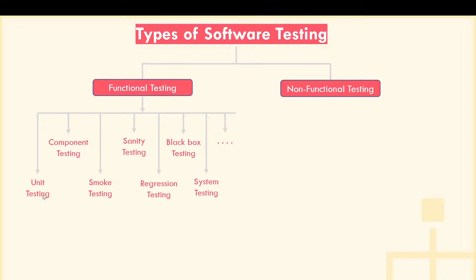Let's say you have calculator software, and now you are entering 2 plus 2 equals 4. Does that add method really give you the expected result? If you pass 2 plus 2, you should get 4. When you pass 2 plus 3, you should get 5. When there is a subtraction function, you will have some test cases too. So this comes under unit testing.